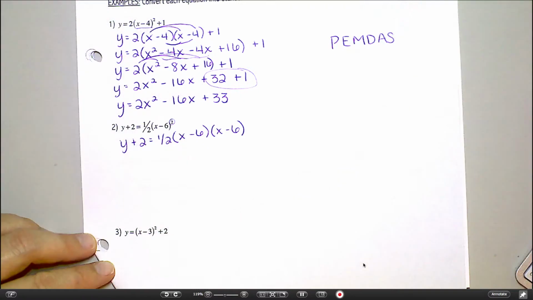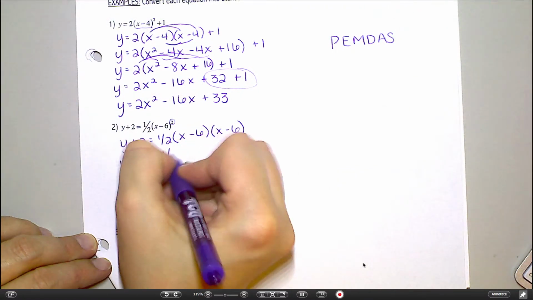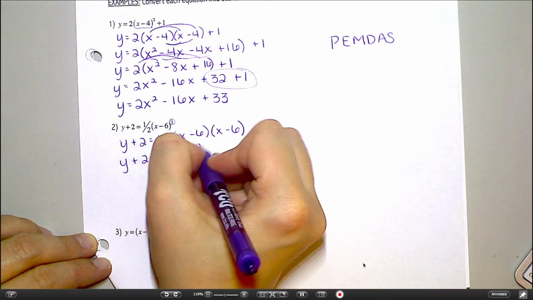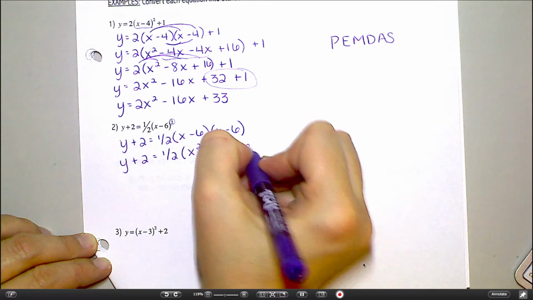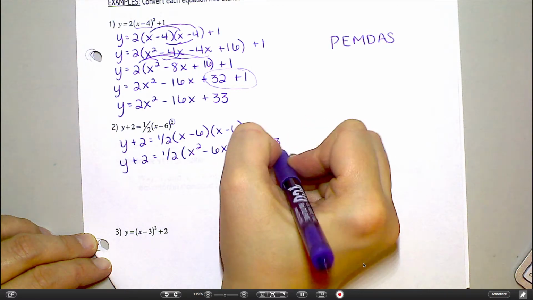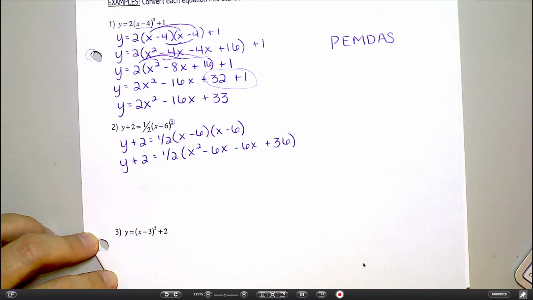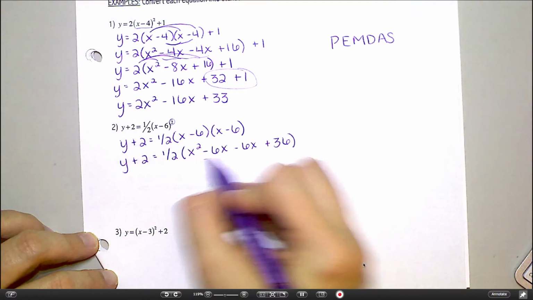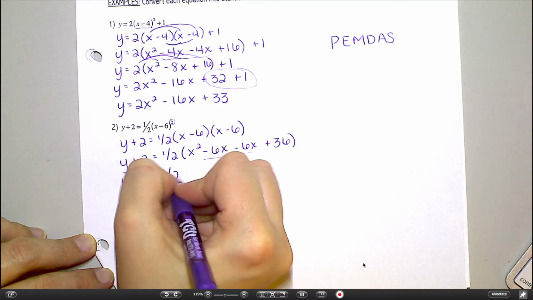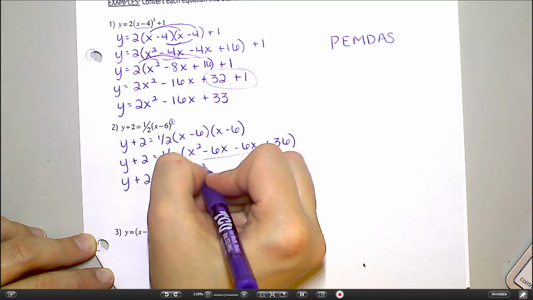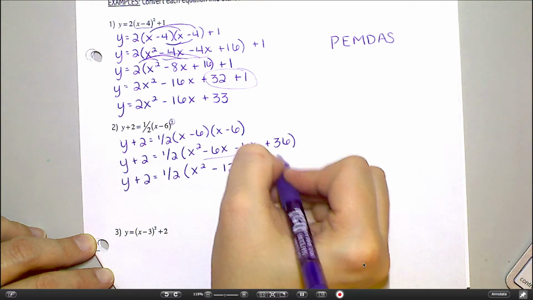Let's FOIL that out. So y plus 2 equals 1/2 (x squared minus 6x minus 6x plus 36). I'm going to combine like terms in the middle, the 6x's. So y plus 2 equals 1/2 (x squared minus 12x plus 36). Now what?